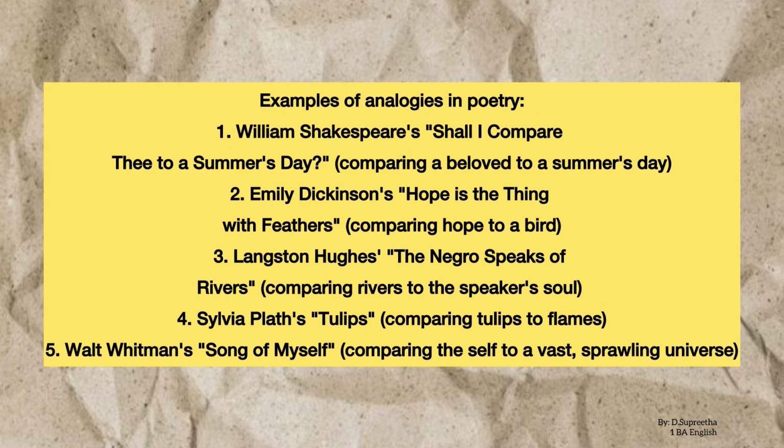Examples of analogies in poetry. William Shakespeare's "Shall I compare thee to a summer's day?" comparing a beloved to a summer's day. Emily Dickinson's "Hope is the thing with feathers," comparing hope to a bird.